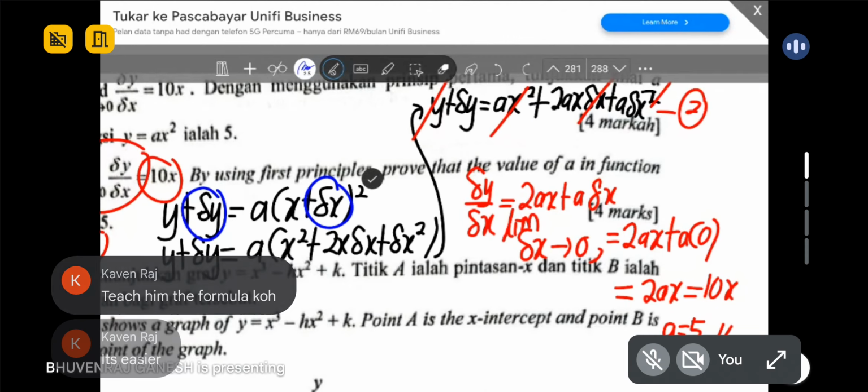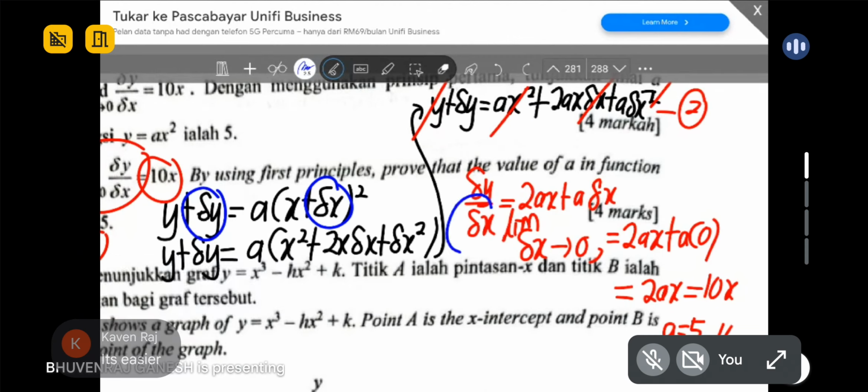Okay? And then second step, you divide delta x to the whole equation. Last step, substitute delta x is 0. That's all. You get the answer. Okay? 3 steps. Just memorize these 3 steps. This is the proper step I teach. Okay, I don't teach using Formula 1. It's much easier this way.